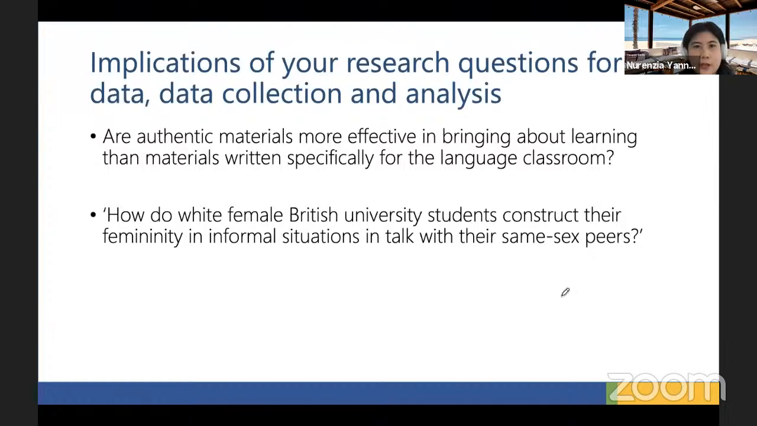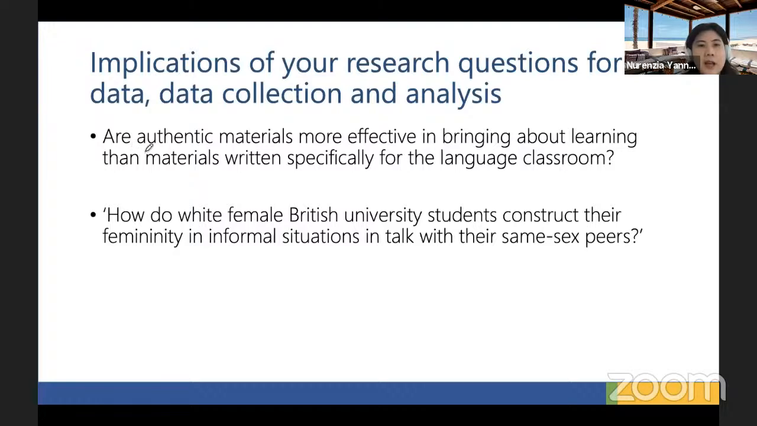Okay, so this topic is about implications of your research questions for data collection and analysis. This is almost similar, actually. Everything that you write down in the research questions will really determine your data collection and also data analysis.